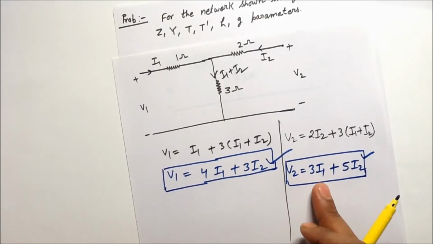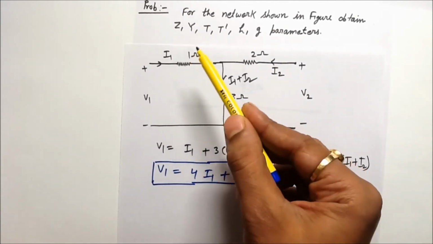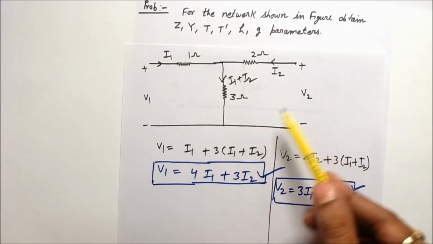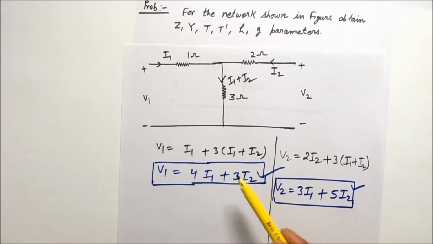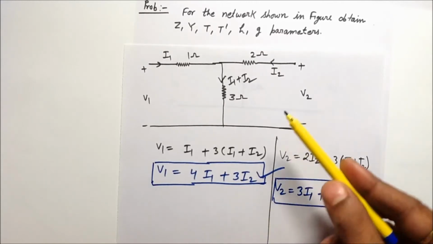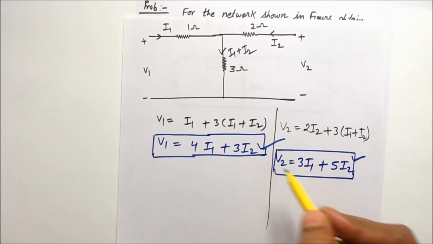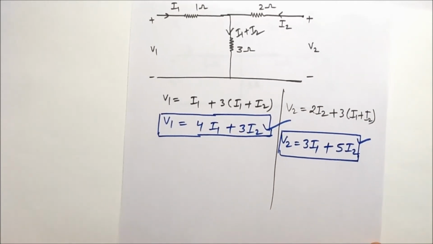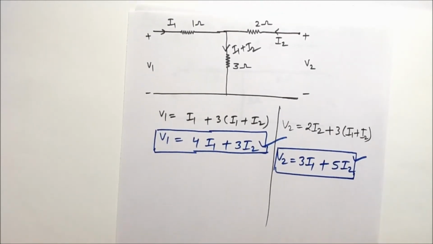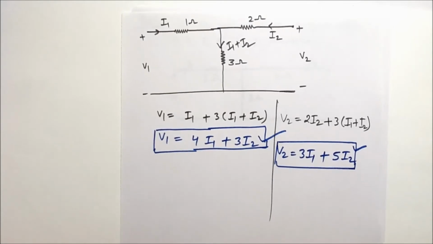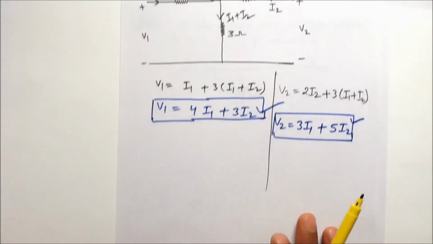By using these 2 equations, I can find all the parameters related with this network. You have to use these 2 equations only. Just you can forget this network. I will use these 2 equations and you can see how I am going to find out all the parameters. Let us calculate Z parameters by using these 2 equations.